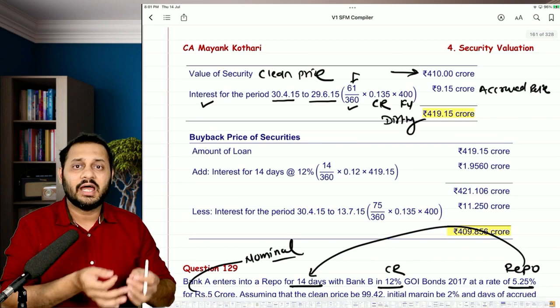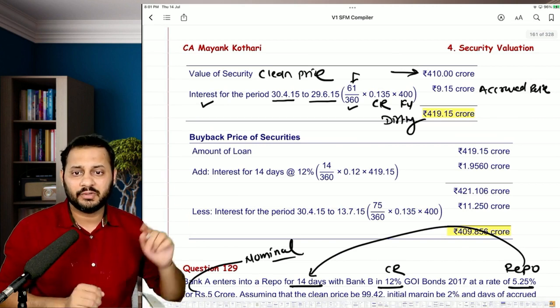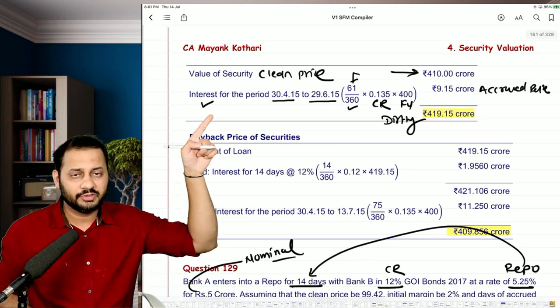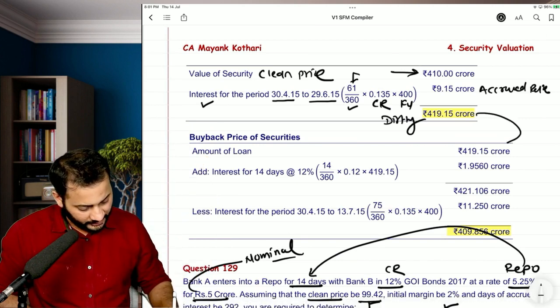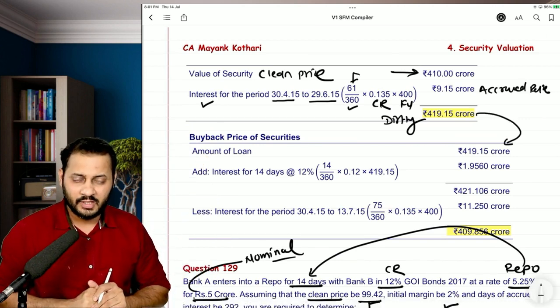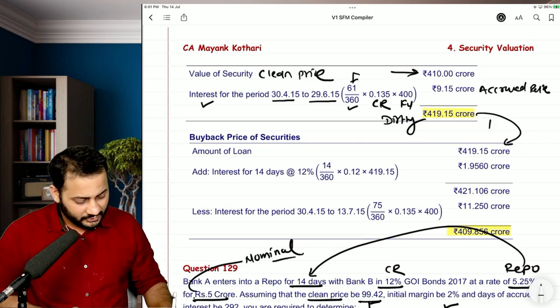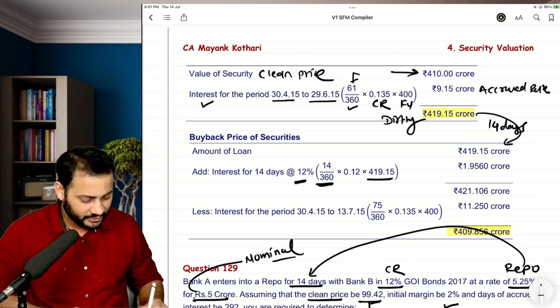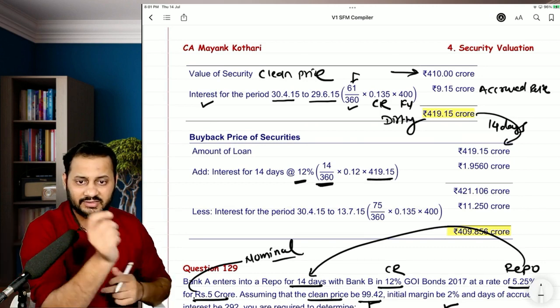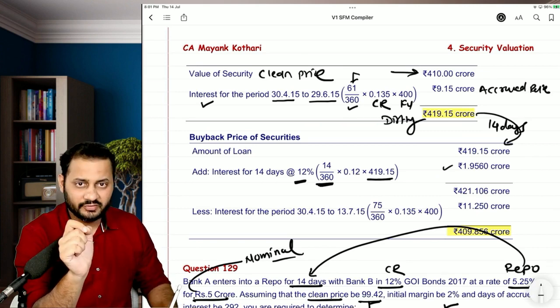Cool. Then at the time of repayment, what will happen? You have borrowed this much of the amount. So the amount of loan is 419.15 crore. Obviously you have kept this loan for 14 days and you will have to pay the interest for 14 days at 12% on this 419.15. That interest comes to 1.9560 crore.